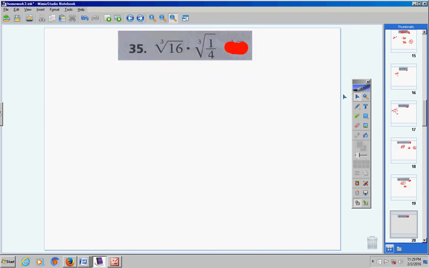35. Alright, here we go. Now, we're multiplying radicals. Do you remember what I taught you? Let me say that again. You're multiplying radicals. Do you remember what I taught you?